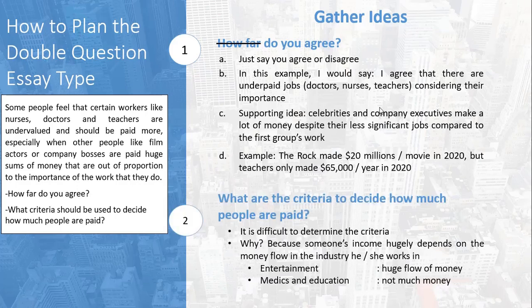And then to answer the second question, what are the criteria to decide how much people are paid? For me personally, it is difficult to determine the criteria. Why? Because someone's income usually depends on the money flow in the industry where he or she works. For example, in the entertainment industry, there's a huge flow of money, whereas in the medical and educational world, there's not much money.